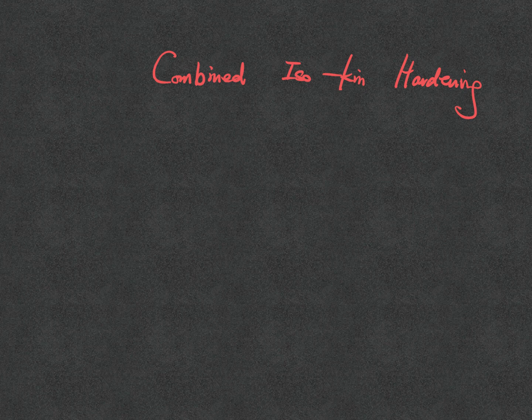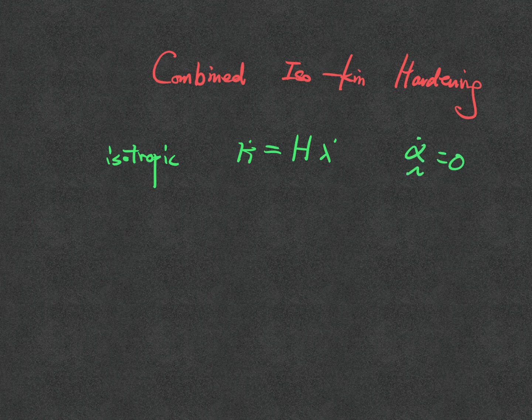Now let me recap what we have. If we have an isotropic hardening, the U surface would actually change its size, but not the center. So what it shows is that the back stress equals 0, or the change of the back stress equals 0, or you can simply say that there is no such thing as a back stress for isotropic hardening.